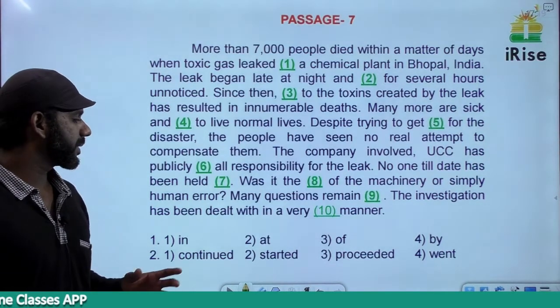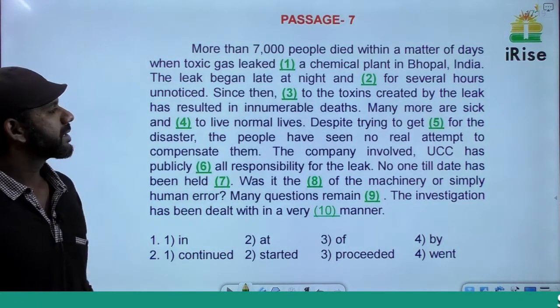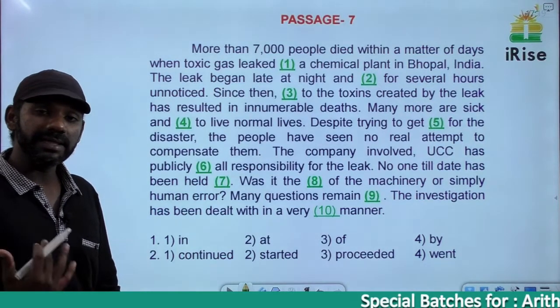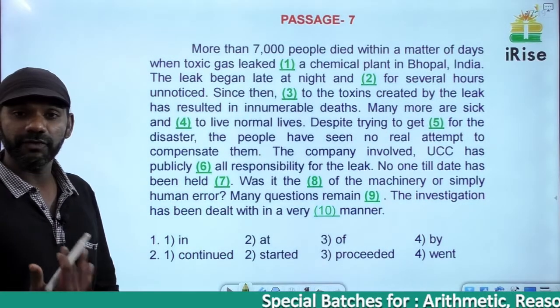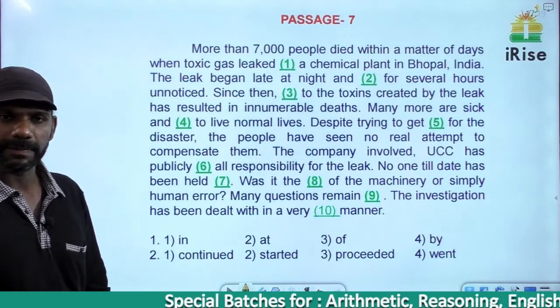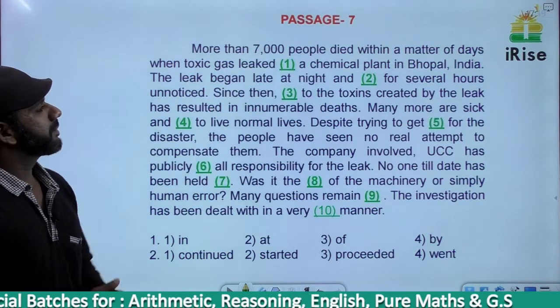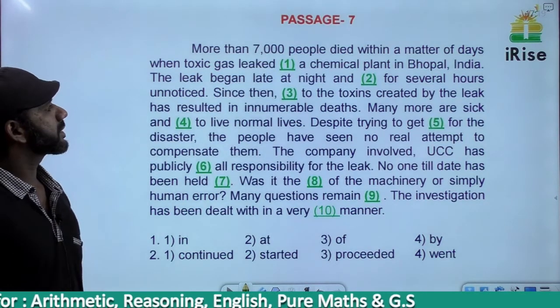The investigation has been dealt with in a very dash manner. The whole passage talks about a leak of toxic gas that has happened, and that has resulted in the deaths of many people. This was the subject matter of the passage. Come to the passage once again. We'll go sentence by sentence.